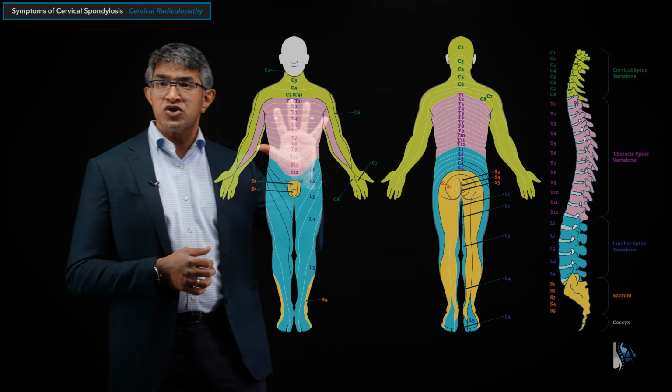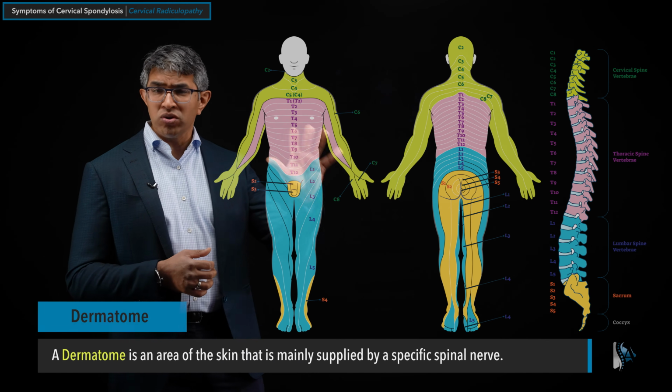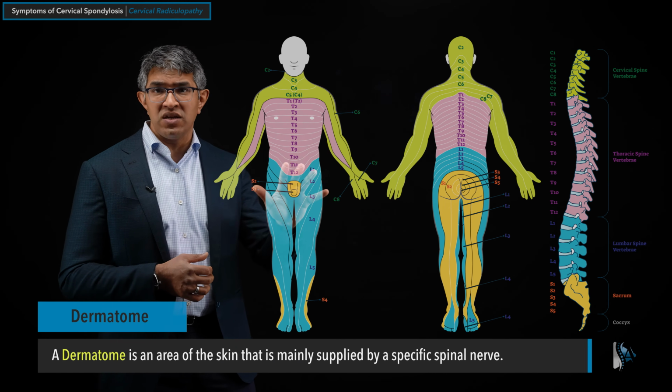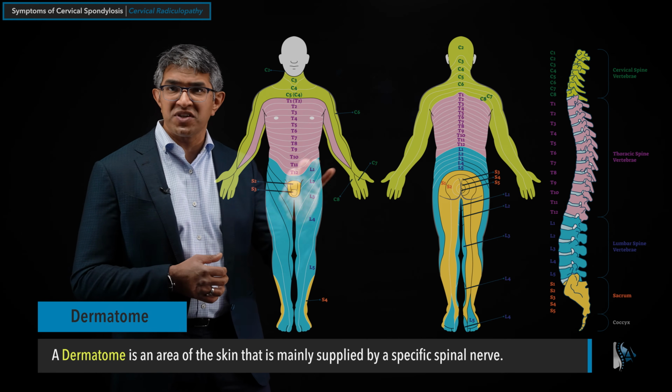So I want to take a minute or two to drill down on the typical distributions that we see with the common radiculopathies. The ones I'm going to particularly focus on are C6 and C7, which are the most common levels to encounter on a day-to-day basis. We'll talk a little bit about C5, C8, and then some of the upper cervical ones as well. So these are dermatome maps. A dermatome is an area of the skin that is supplied by a specific spinal nerve.